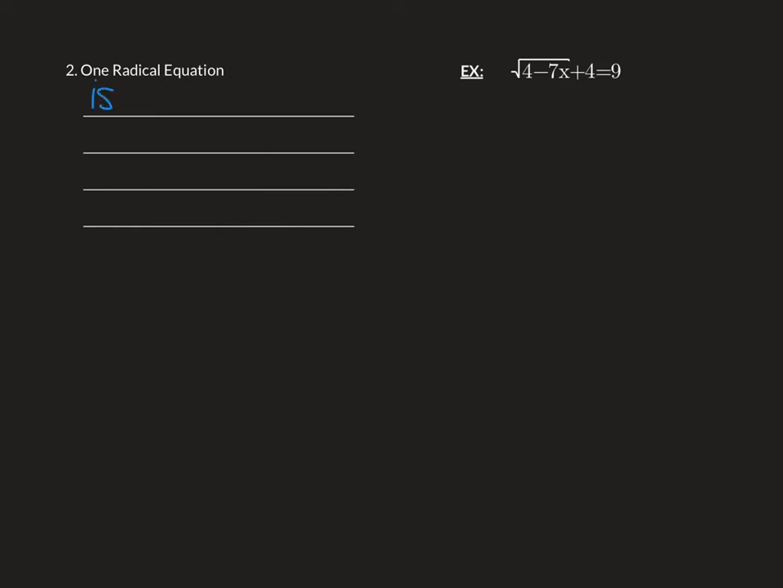So here we go. First step. My first step is to isolate the radical. Well, what does that mean? What does it mean to isolate? Right, it means to get it by itself. So we are going to get the square root alone, meaning on one side of the equal sign should be only the square root, nothing outside of it.